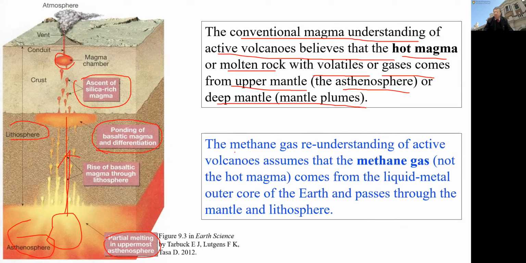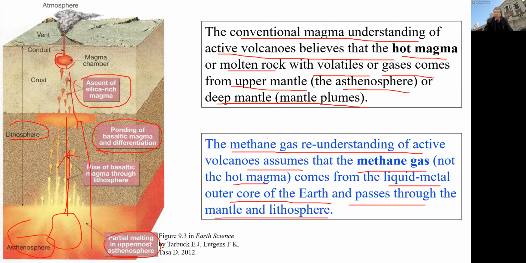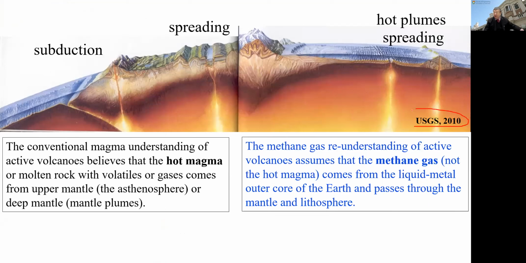So we understand that an active volcano assumes methane gas, not hot magma, coming from the liquid metal of the earth's core and passing through the mantle and lithosphere. What comes from the bottom to this different location, to the chamber, is the gas from deep ground, from the liquid metal, hot core. That's the USGS cartoon published in 2010. The conventional standard is hot magma or molten rock with gases coming from the upper mantle or deep mantle plumes, from this subduction zone, from this spreading zone, and hot plumes.